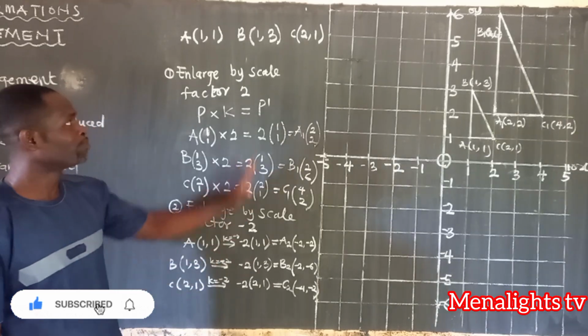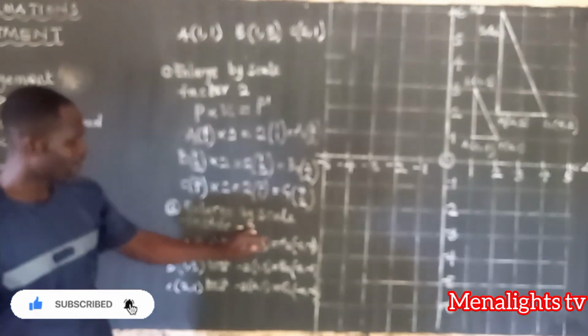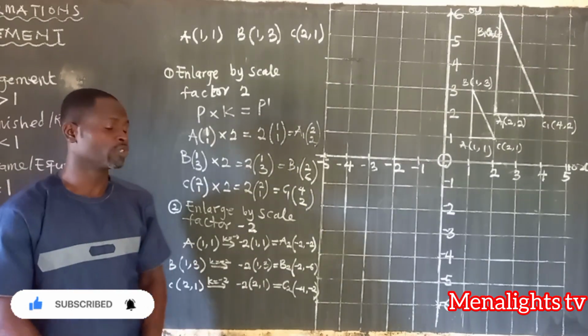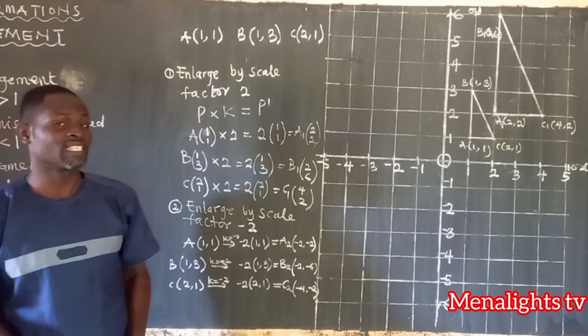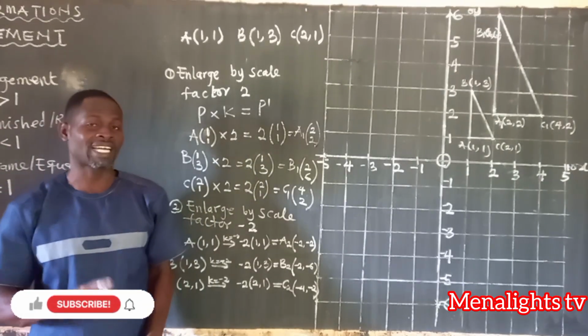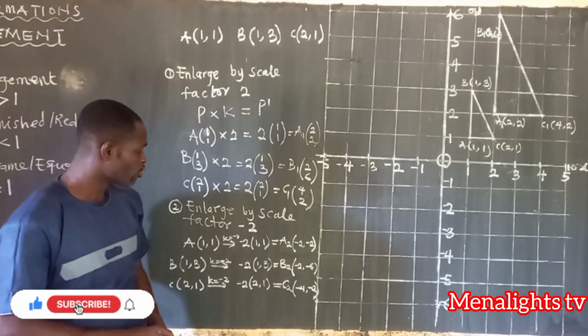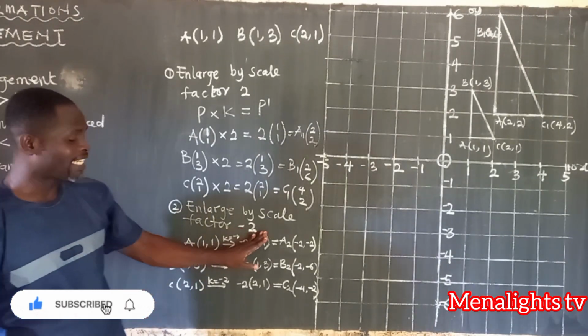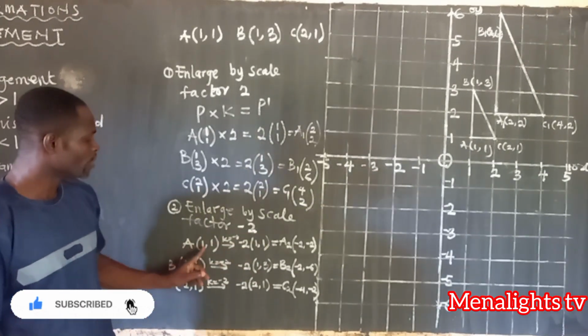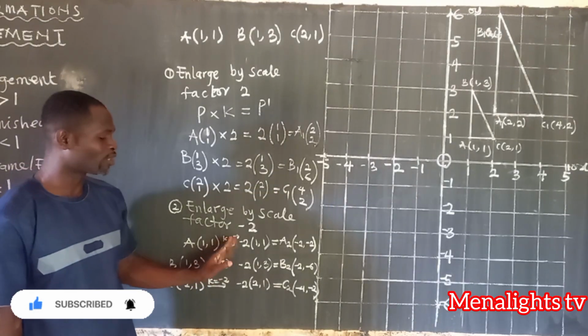Now we take the same object, but the scale factor here is -2. We say when the scale factor is negative, the image is formed at the opposite side of the object. So we are going to try it and see if it is true. So here our scale factor is -2. We have the point A, which is 1, 1. So K is equal to -2.